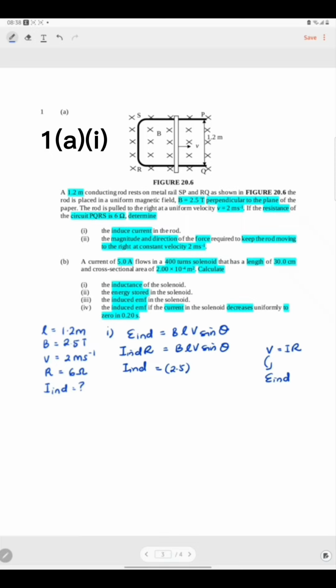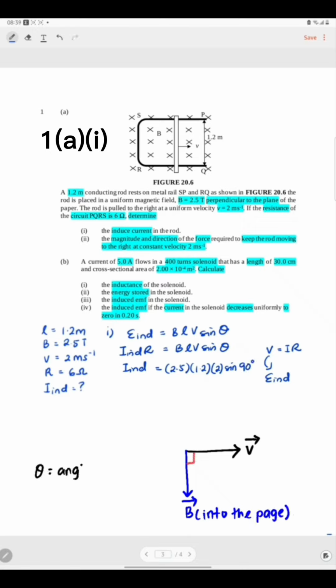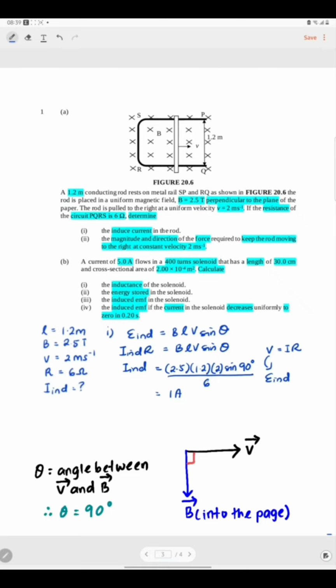So I induced is equal to B, what is our B? 1.25. Okay, our length is 1.2. The velocity is 2. And sine theta here, what is my sine theta? The keywords here, perpendicular to the plane. Alright, so our sine theta is 90 degree. Okay, 90 degree. And the resistance here is 6 ohm. So please press your calculator. Your I induced, supposedly you got 1 ampere.